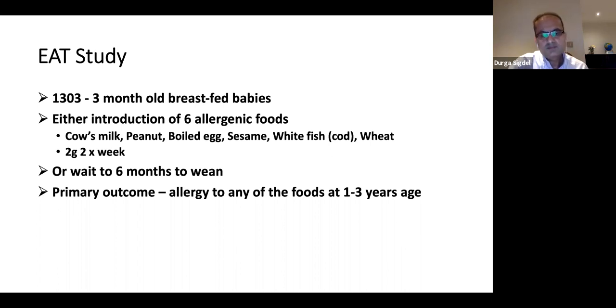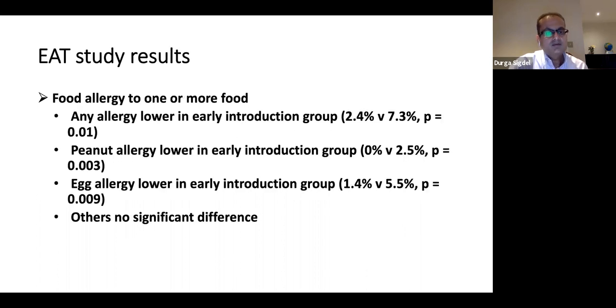And they looked at the incidence of food allergy in these children at 1 to 3 years of age. And the finding was, those children who were given this allergenic food early, from 3 months onwards, the incidence of allergy to peanut and egg was much lower compared to the children who were given this allergenic food after 6 months. However, there was no difference with the other 4 foods which were given in this study.